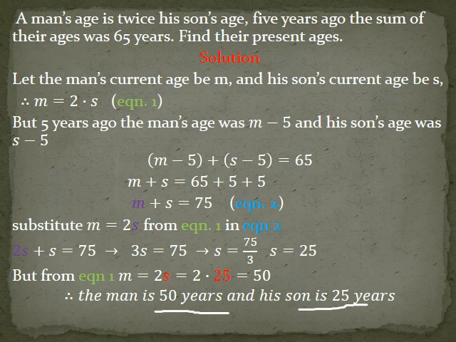And if you look at your answer, you'll see that your answer actually agrees with the question, because the question told you that the man's age is twice his son's age. 50 is 2 times 25, so 50 is twice 25. So that gives you assurance that your answer is correct.